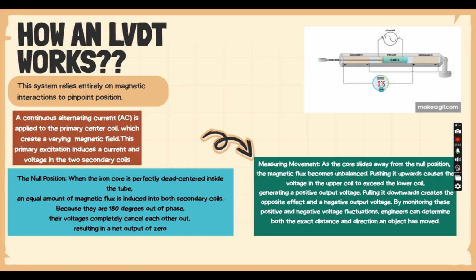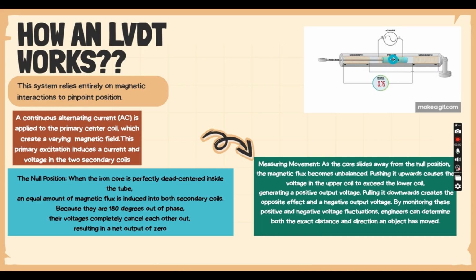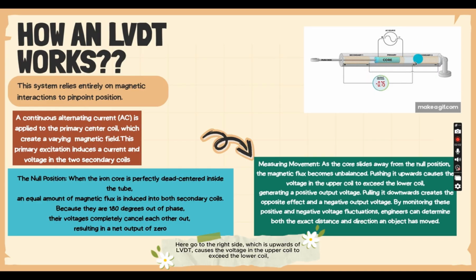Okay, so as the core slides away from the null position, the magnetic flux becomes unbalanced. For example, you see here, going to the right side, which is upwards, causes the voltage in the upper coil to exceed the lower coil. It generates a positive output voltage. Like just now, you guys can see the value here. You see? It is on the right and a positive value, okay?